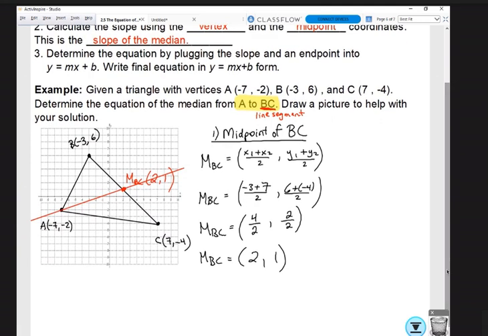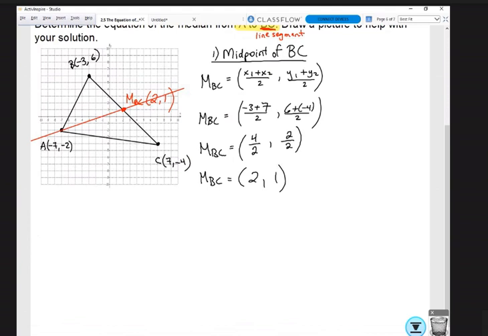Okay, I'm going to work down here, I think. Step number 2. We're going to go for the slope of the median. So we have two coordinates. We have A, which is our vertex, -7, -2. And we also have the midpoint of the line segment BC. That was 2, 1. Yes, just to confirm? Okay, good.